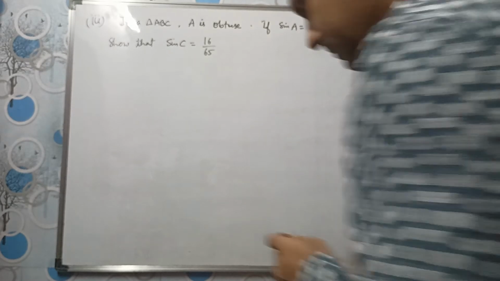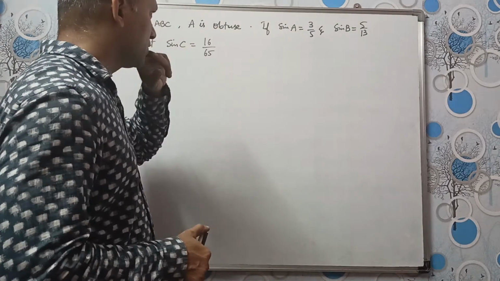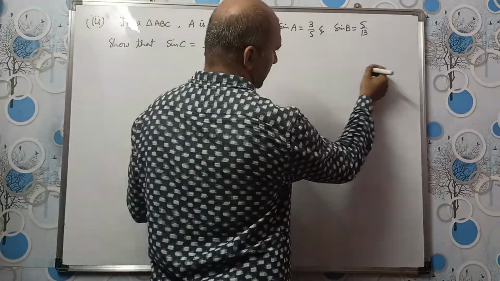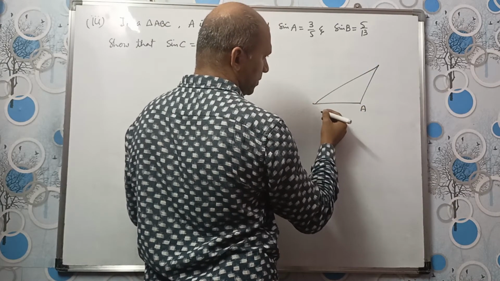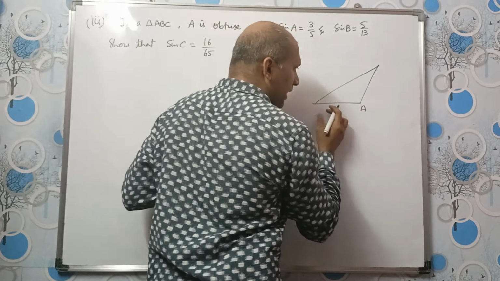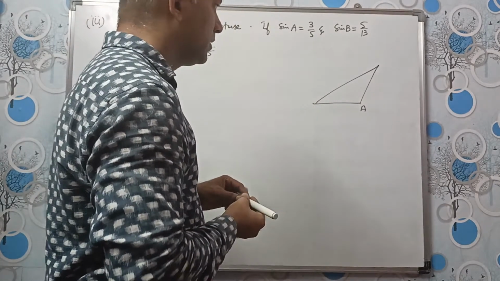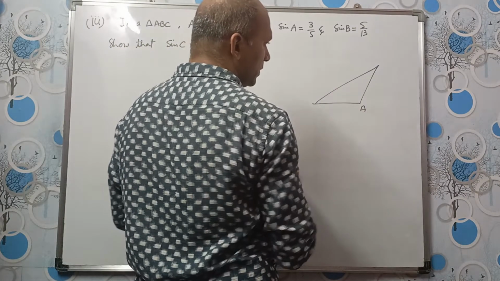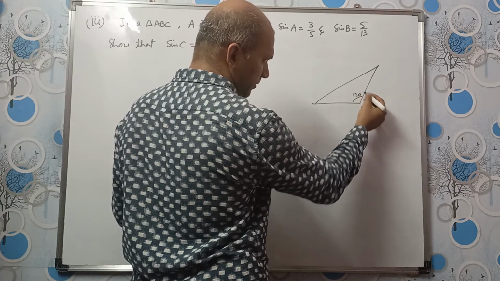Okay, we have an interesting question here. In a triangle ABC, A is obtuse. So A is obtuse, given. Maybe the triangle is like this. This is obtuse A. If one angle is obtuse, the other two angles cannot be obtuse, right? They should be acute angles. Obtuse means greater than 90 degrees, right? So if you add the three, we should get 180 degrees. If this is greater than 90, let us say this is 120.